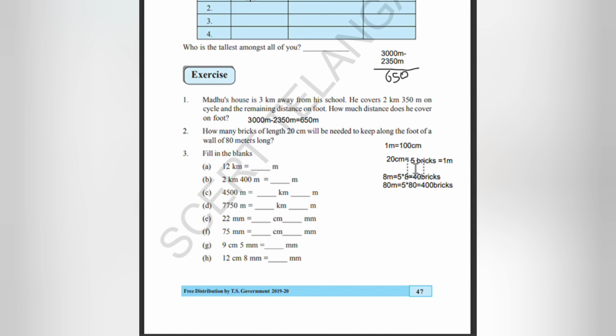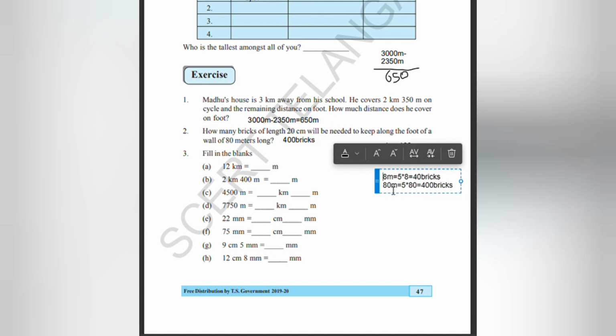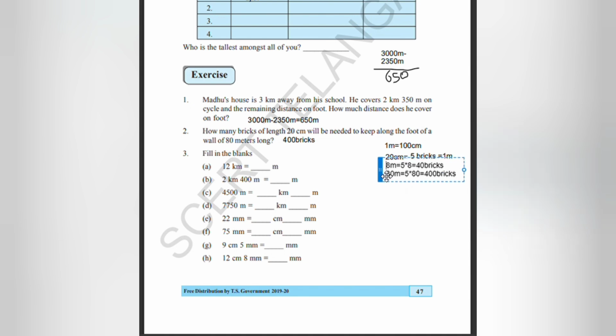So length of 5 bricks will be how much? 1 meter. So for 8 meter, 40 bricks. And therefore for 80 meter, 400 bricks. So we can write here 400 bricks. Okay, for 80 meter long, 400 bricks is required. Okay, clear? These are the steps. Next, 12 kilometer.